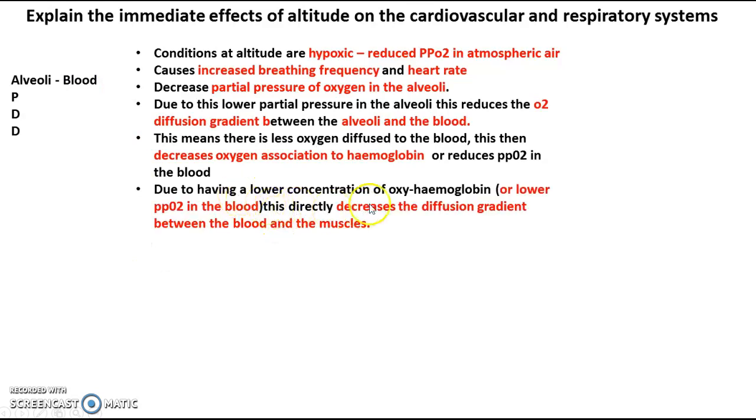So we've got here, due to a lower concentration of oxyhemoglobin, if you don't want to write that, you can just put the bit I'll put in brackets: the lower partial pressure of oxygen in the blood. This means that there is a decreased oxygen diffusion gradient between the blood and the muscles. Now this of course means that there's a reduced oxygen diffusion into our working muscles because the gradient's been reduced.